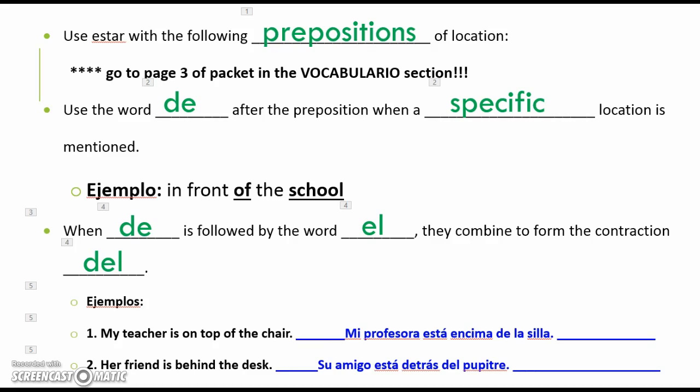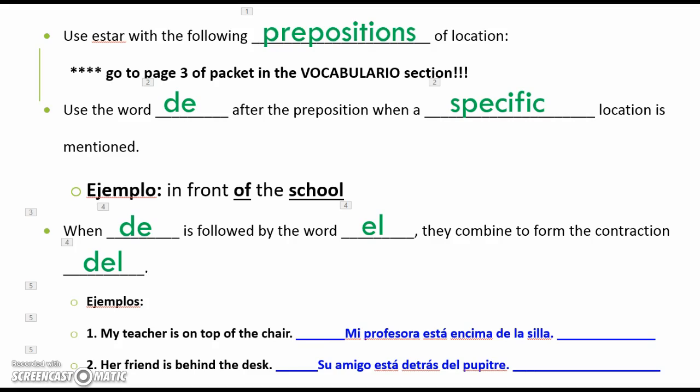Y ahora no se olviden las preposiciones. Don't forget to use your prepositions with estar because it's a location, so it's easy to change. When I use the word de after the preposition, I have to remember that when I have de and el together, they combine to form the word del.